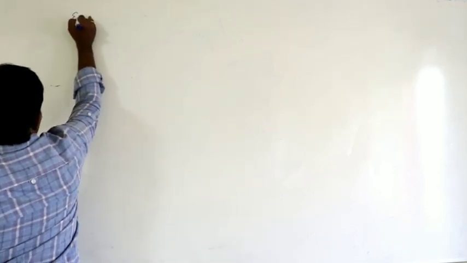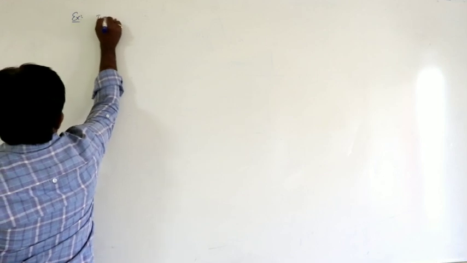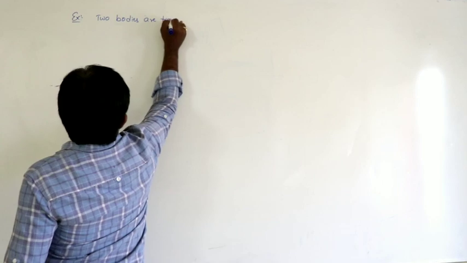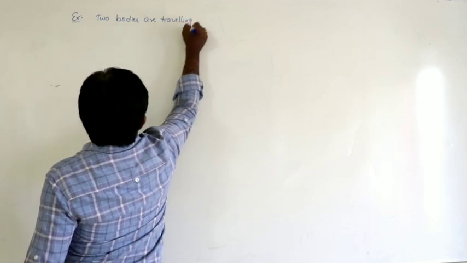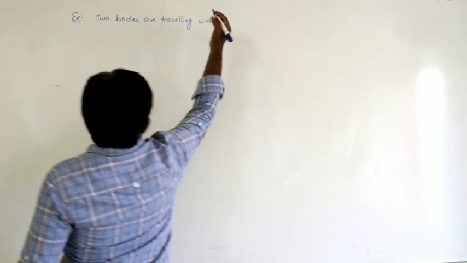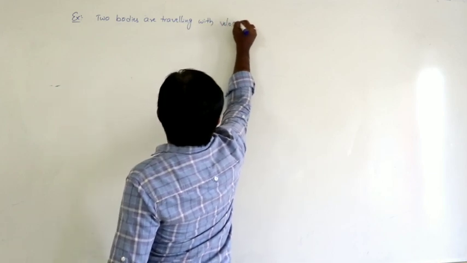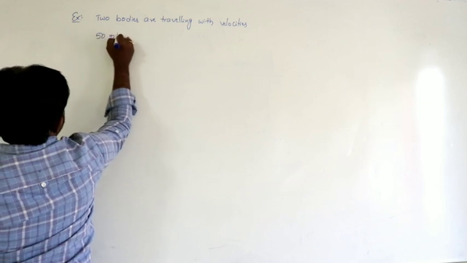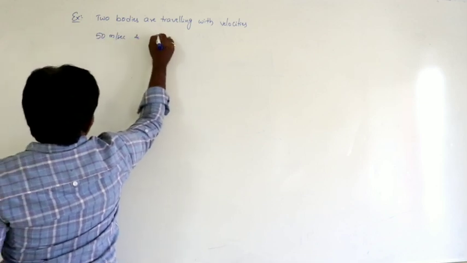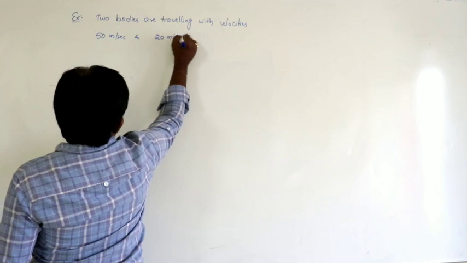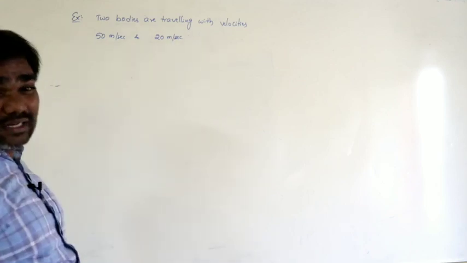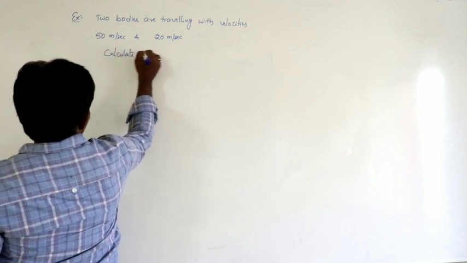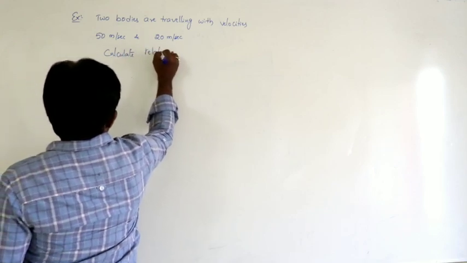First case, example question. Two bodies are traveling with velocities 50 meters per second and 20 meters per second. Calculate the relative velocity.